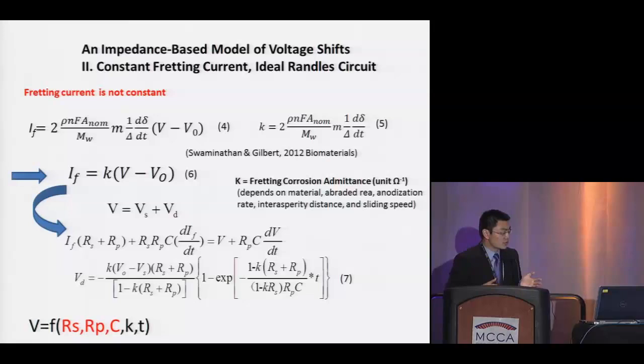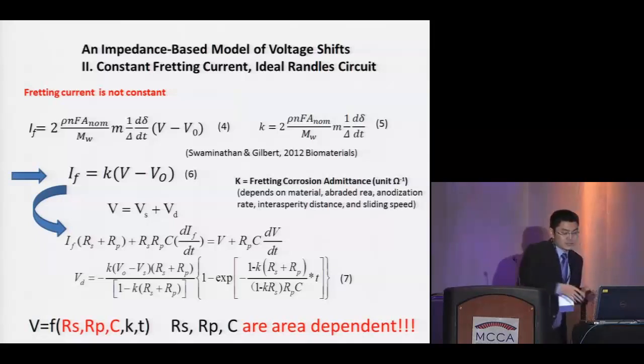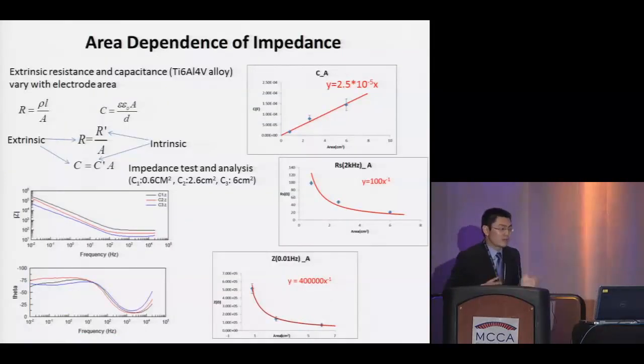From the solution of equation 7, we can see that the voltage drop is a function of the impedance values, which are RS, RP, and C. As we have talked about before, these impedance values are area dependent. So we conducted experiments to verify this impedance and area relationship.